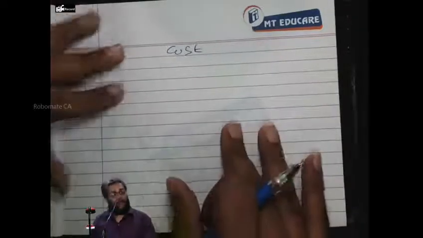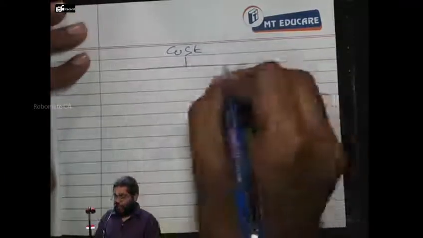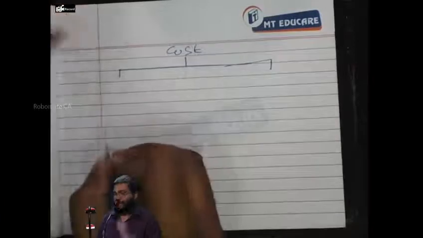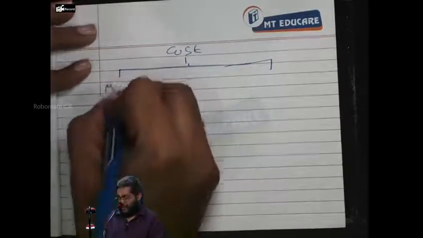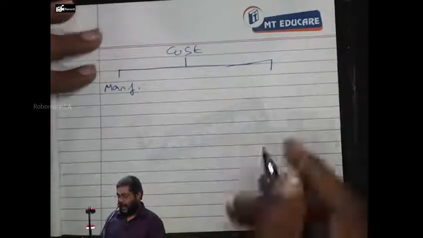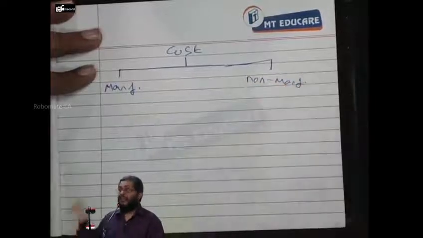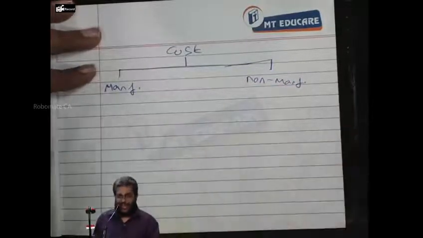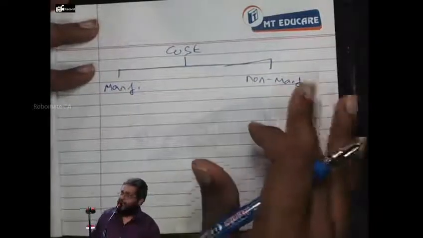All the costs spent by the company, I simply classify into two types. Those costs which are spent in the factory for manufacturing, I call manufacturing costs. And all the other costs, I call non-manufacturing costs. Every cost spent by the company can be easily categorized into two types: manufacturing costs and non-manufacturing costs.